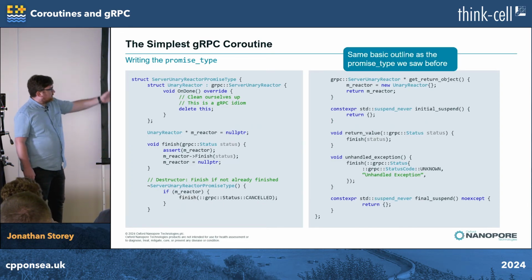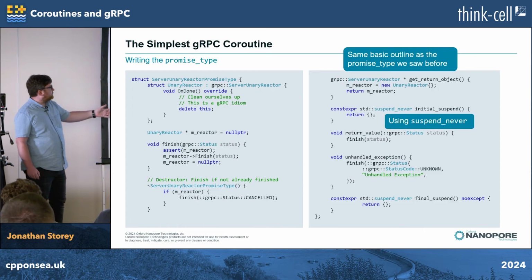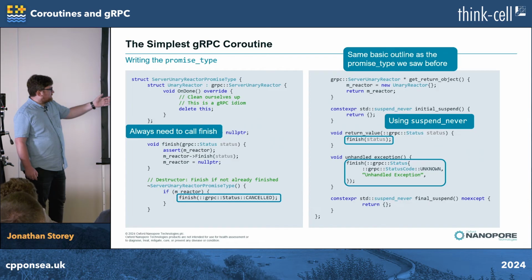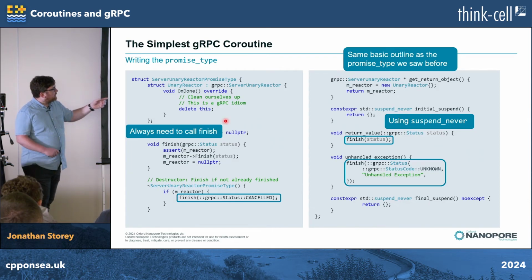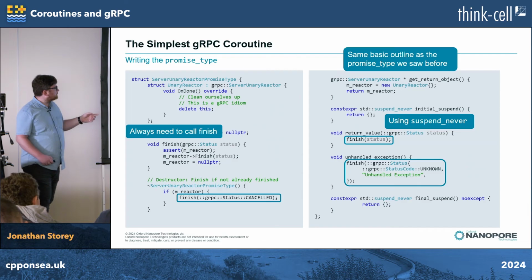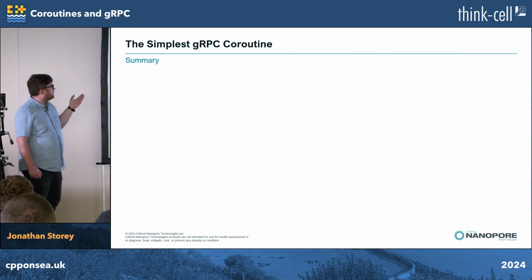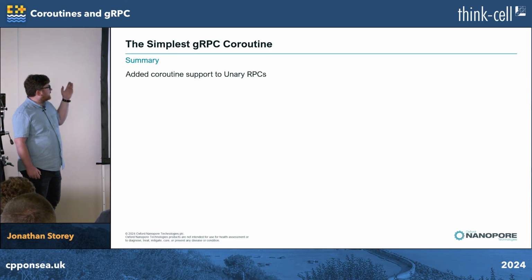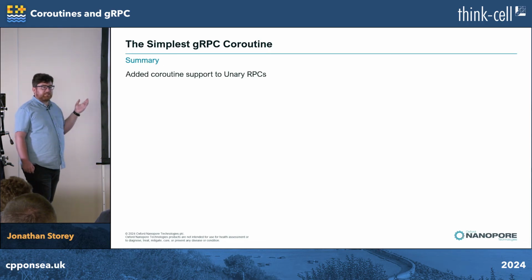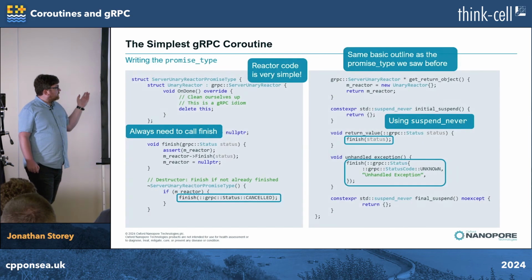So this outline on the right-hand side is very similar to what we saw in the promise type before. We're using suspend never, like I said. We always need to call finish, otherwise we're going to leak this unary reactor. So on all of the paths out of the coroutine, finish gets called. The reactor code is very simple. So we've added coroutine support to unary RPCs in two pages' worth of code.